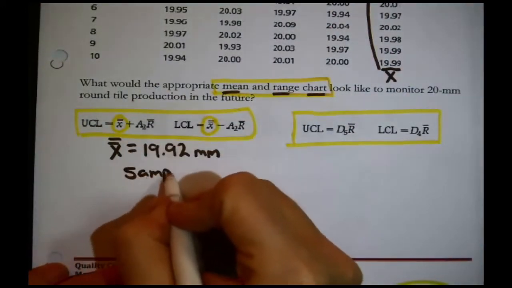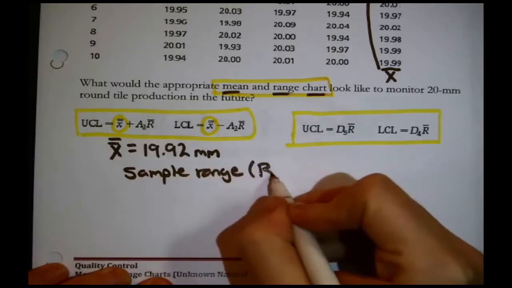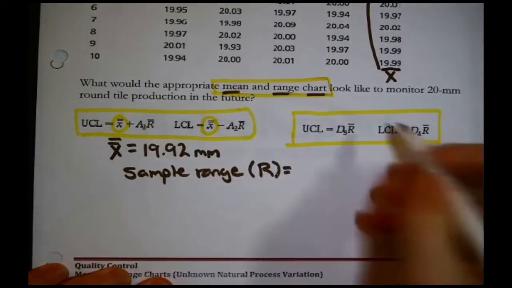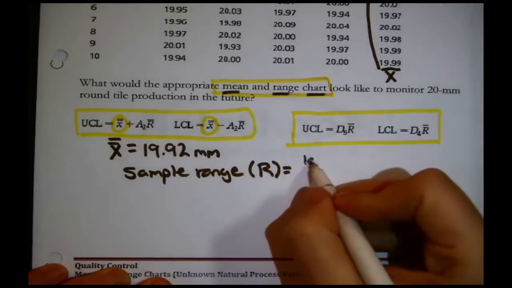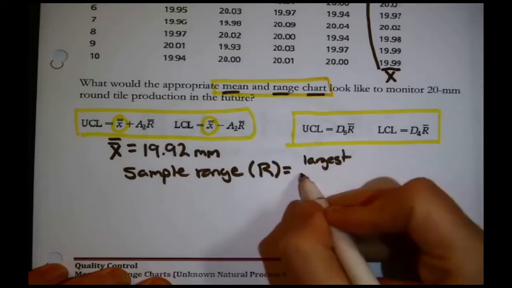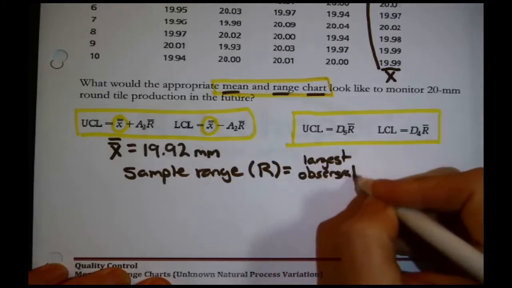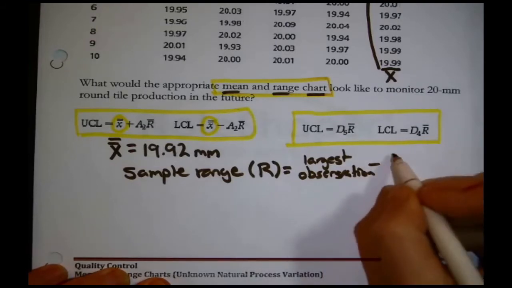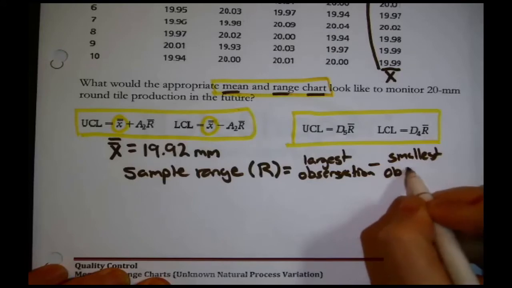Sample range, or capital R. And it's very easy to calculate. The range in any sample is nothing more than the largest observation minus the smallest observation.